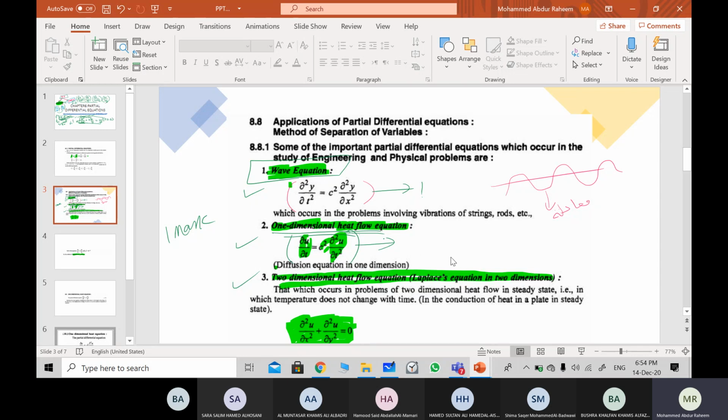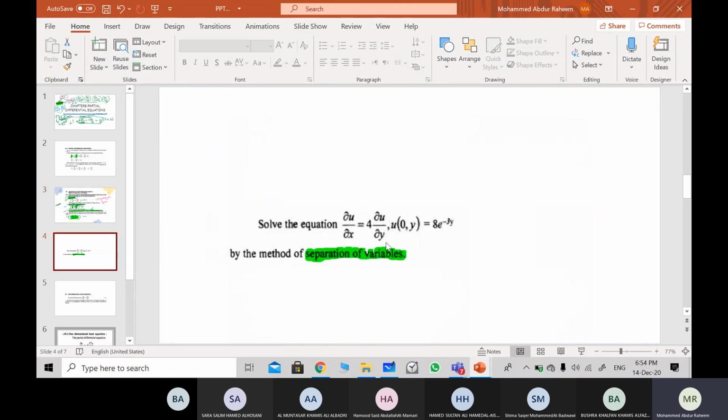Two-dimensional heat flow. Then this will be the equation, or the Laplace equation. What is the Laplace equation in 2 dimensions? The question may be A, B, C, D. This may be there, or this. Okay. This is the first topic.